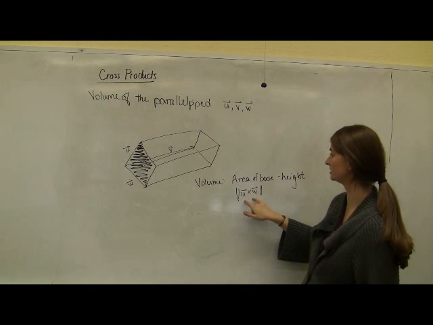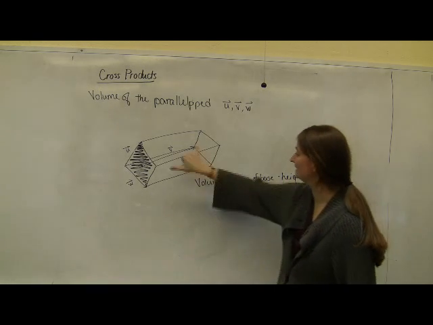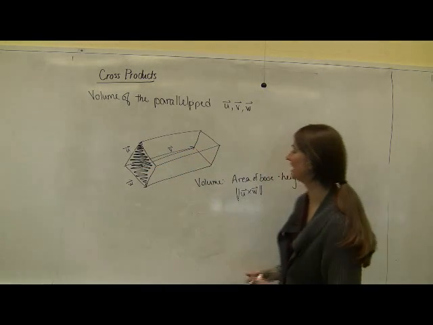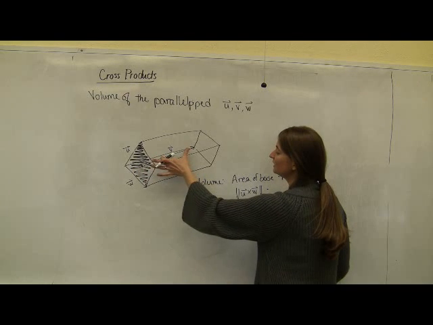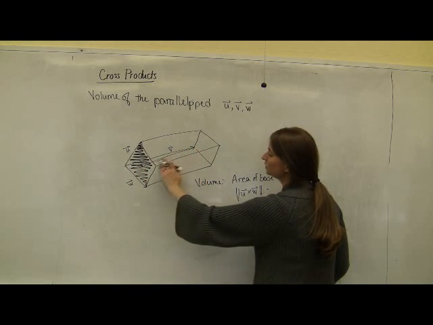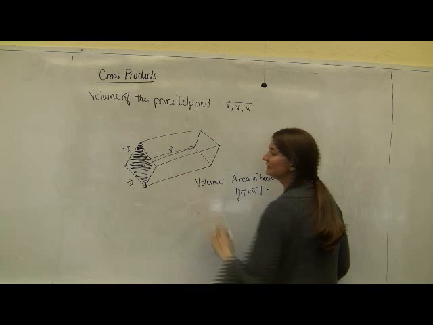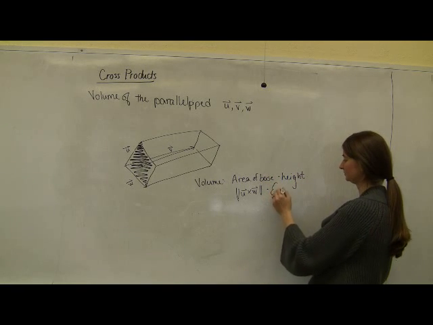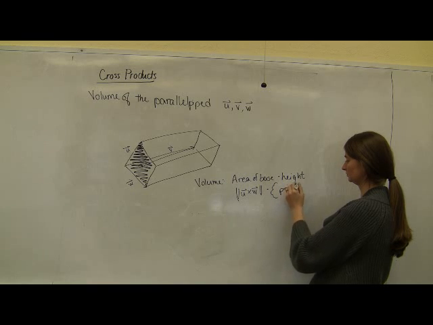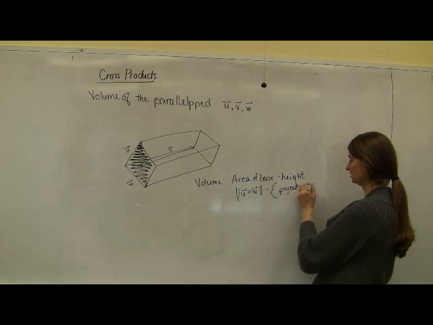It's the magnitude of the cross product of those base vectors. And then the height is going to be this vector, and my hint is that the height is not exactly equal to v, but you might need to use some type of projection to find the height.